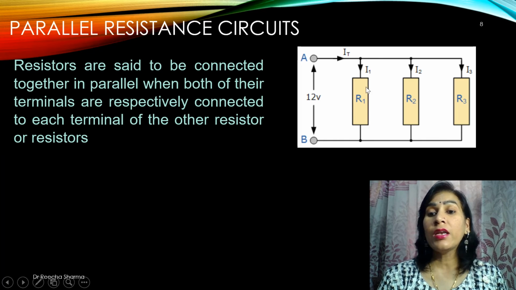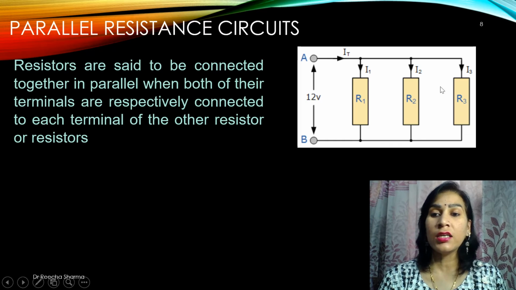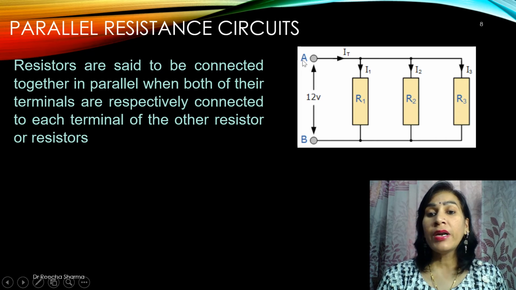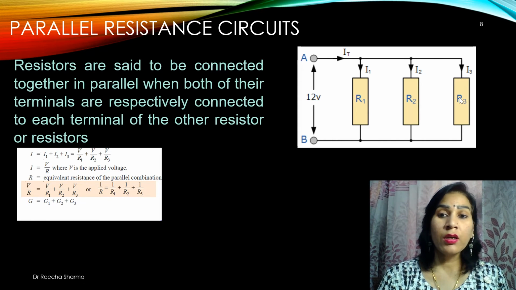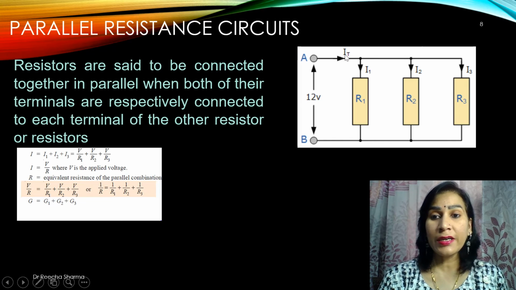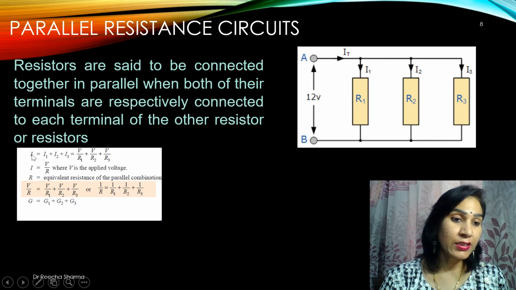The current flowing in R1 is I1, in R2 is I2, and in R3 is I3. So different currents are flowing in R1, R2 and R3. But the voltage in all three resistances is the same. The 12 volts is in R1, the same in R2 and the same in R3. So the total current I is equal to I1 plus I2 plus I3. Here we write I is equal to I1 plus I2 plus I3.